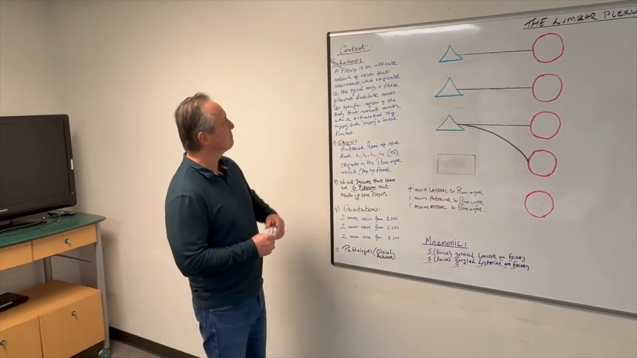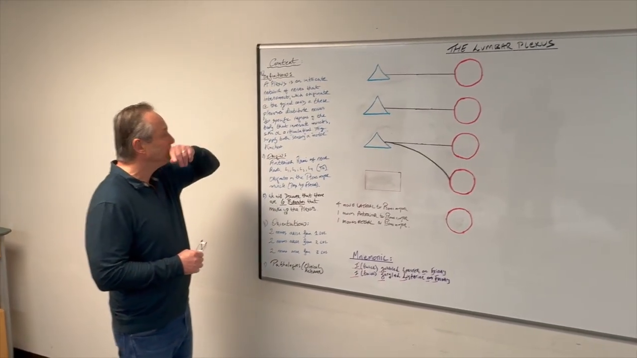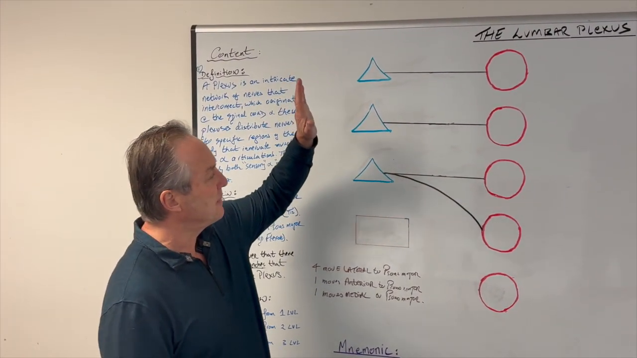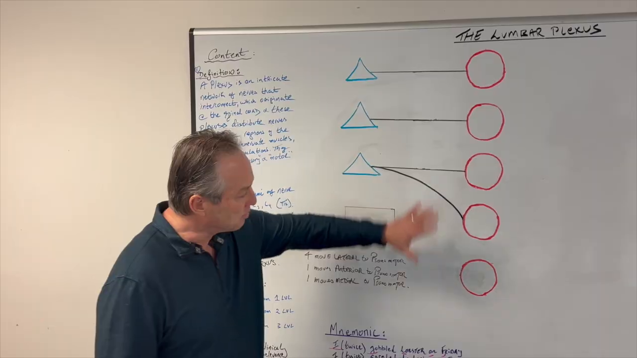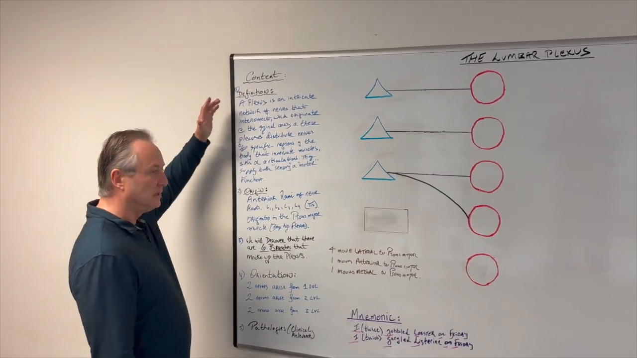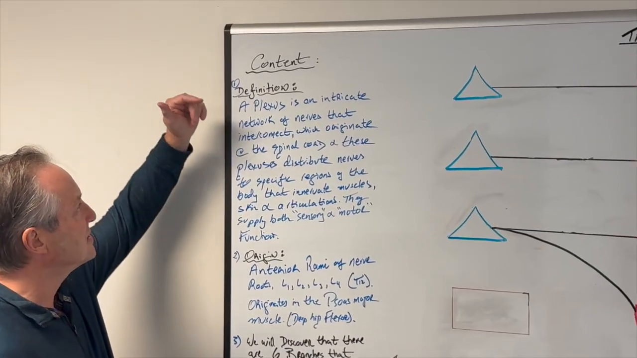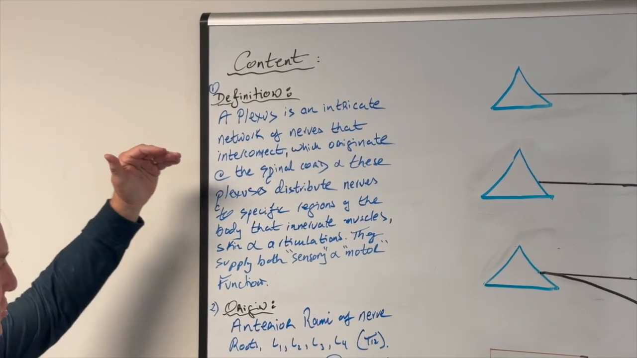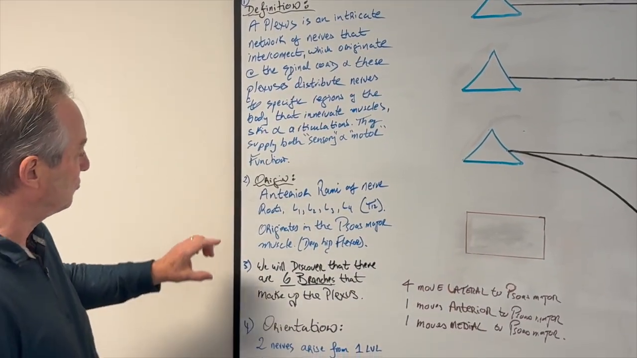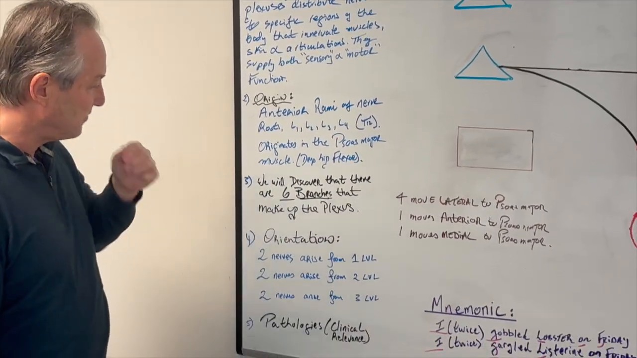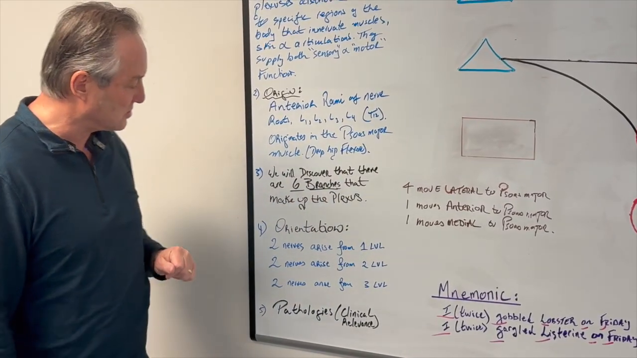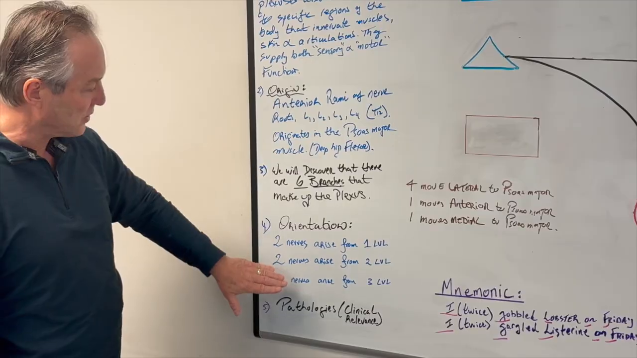As a preamble, just like with the brachial plexus, I went ahead and drew a blueprint, and we're going to start labeling that and filling that in. We've got a little table of contents, if you will. We're going to talk about the definition again of what a plexus is, the origin of the lumbar plexus. We're going to discover that there are 6 branches that make up the lumbar plexus. We'll talk a little bit about orientation.